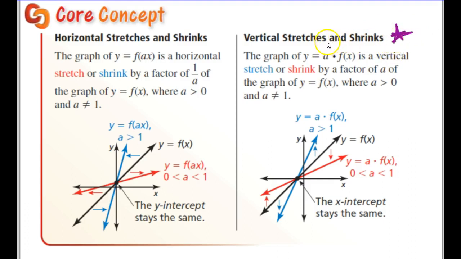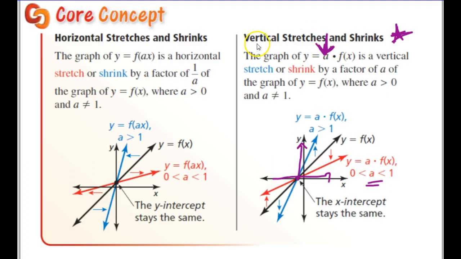Vertically means up and down. Do you see how my A value is not inside my parentheses, it's out front? That's the big important part. That tells me it's a vertical. So if I have a vertical stretch, that means my line is going to get taller and skinnier. If I have a vertical shrink, that's where my A value is going to be a fraction, because we don't want to deal with negatives, since that's a reflection. If my A value is small, that means it's going to be shorter and fatter.